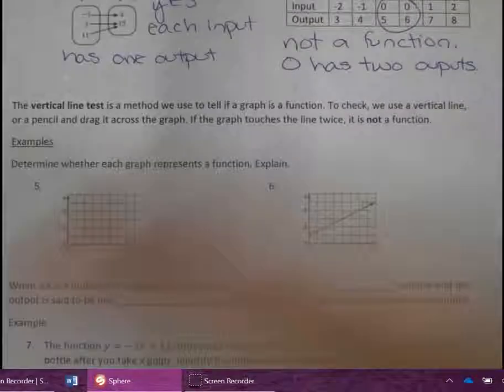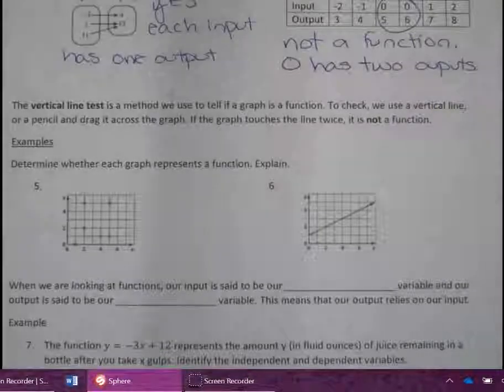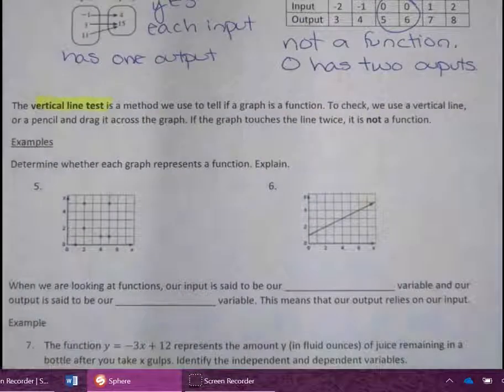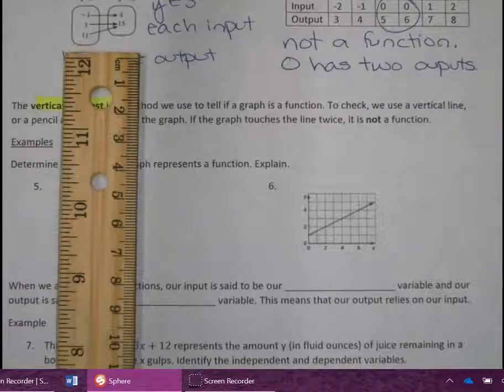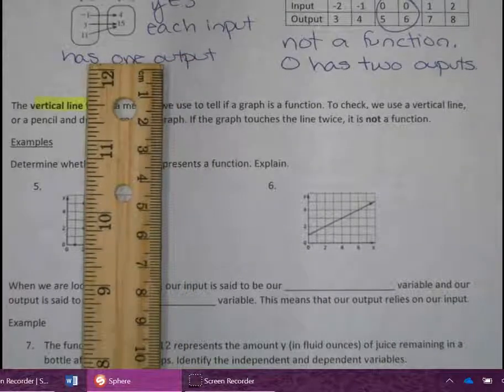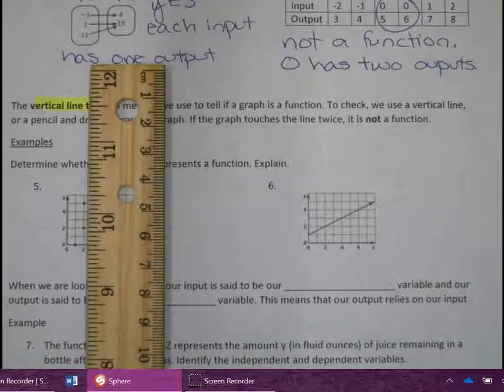So the next thing we're going to learn about is called the vertical line test. Have you guys heard of this before? Okay, so I'm going to use a ruler, you can use your IDs. I take this and I move it along a graph, and if the same x value has 2 y values, like you see right here how I have 2 dots, this means it's not a function.